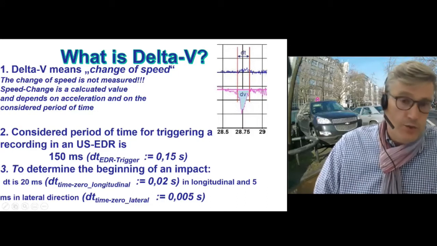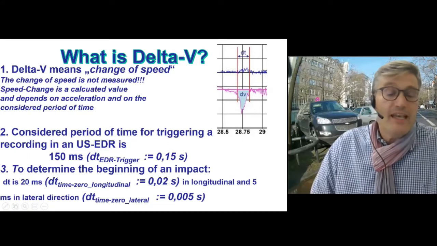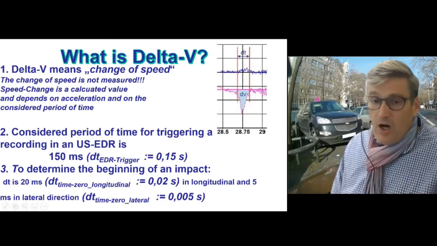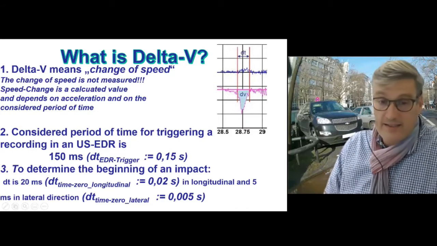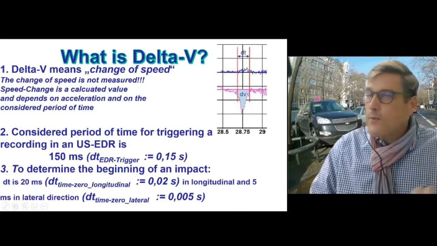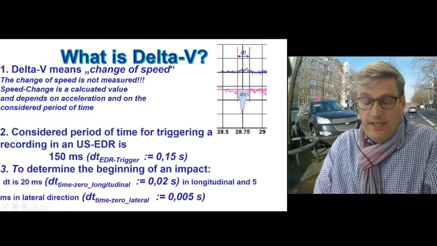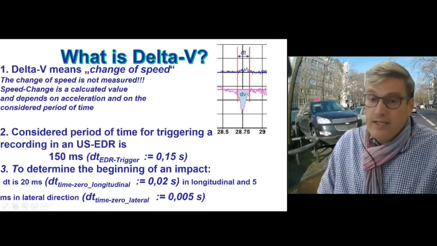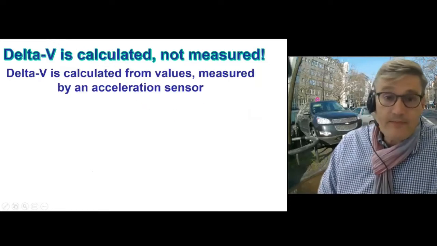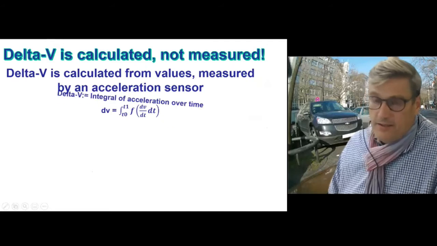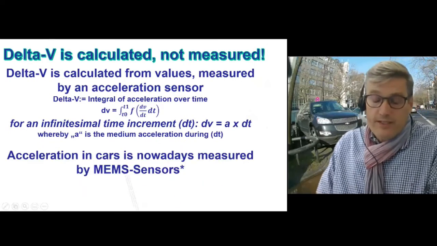But how does the airbag unit actually know that this was not normal driving? This is a very interesting way of determining the beginning of an impact. If you have a delta V of 0.8 kph within a period of 0.02 seconds, so 20 milliseconds, in longitudinal direction, this is something which is not normal, so this is the beginning of something strange. And if the acceleration or deceleration stays on this low level, then, next slide please, the recording will start. How does it work? It's an integration of the acceleration over time, and for each time period, it's always 20 milliseconds.